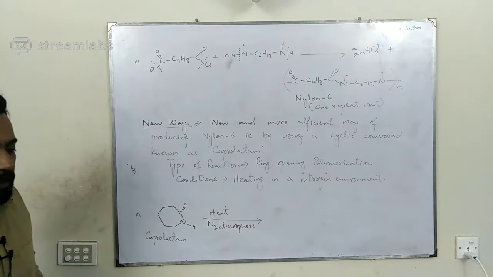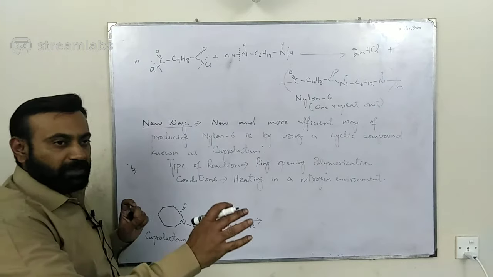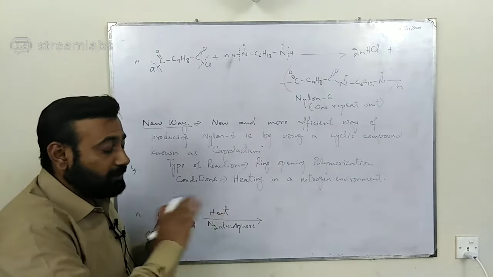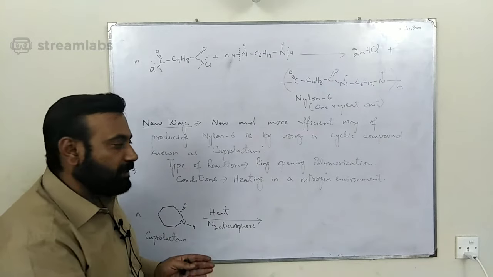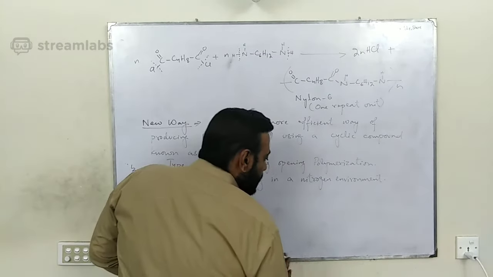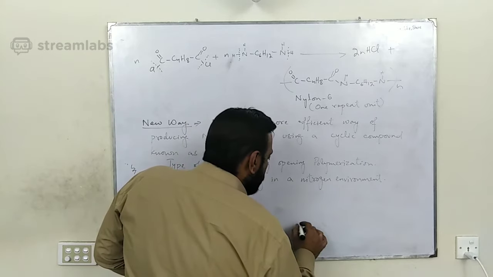this ring starts opening. This ring opens and forms a straight chain, and many of those straight chains start linking up with each other, and they form a polyamide. In fact, they form nylon 6.